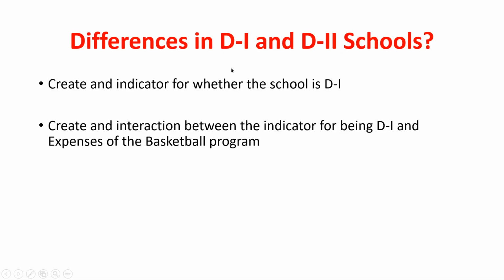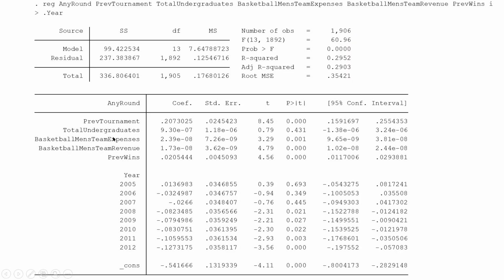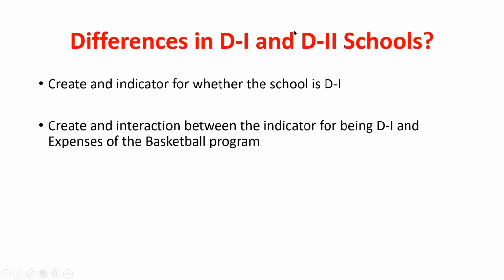Why might there be differences between D1 and D2 schools? Well, if I'm spending an additional dollar and I'm Duke, let's say Duke is spending an additional $1 million on their basketball program. Well, they're already high quality. How much more can they really increase it? Well, we have diminishing marginal returns, right? As I spend more money, the effect of each additional dollar spent becomes less and less. So I compare Ball State to Duke, and they both spent an additional $1 million. That additional $1 million is going to have a much stronger effect probably for Ball State than it would for Duke.